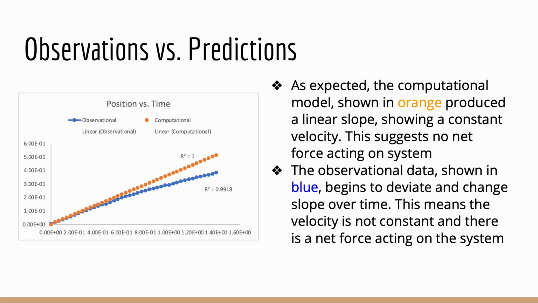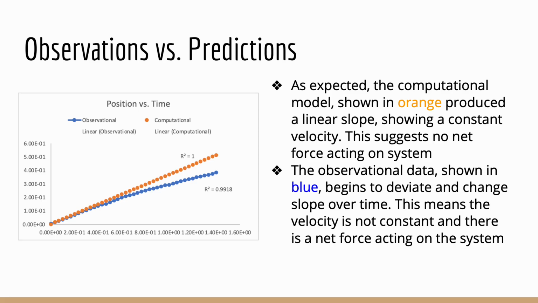The graph on the left shows the position versus time for both the observed data and the computational model. As expected, the computational model in orange shows a linear slope with a constant velocity. Using Newton's second law, this suggests there is no net force acting on this system.